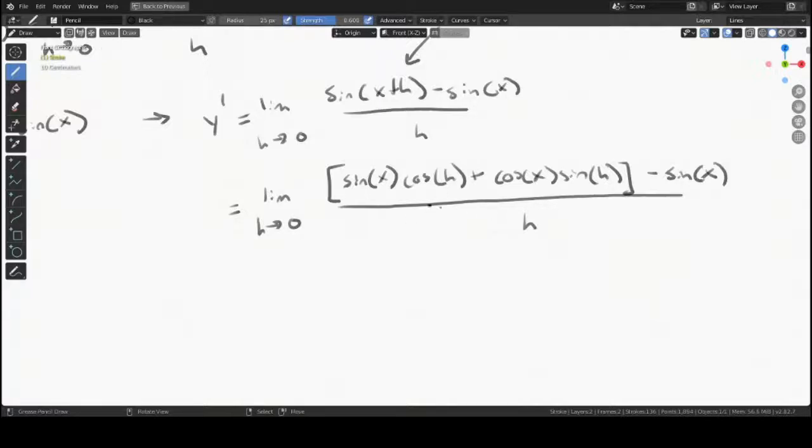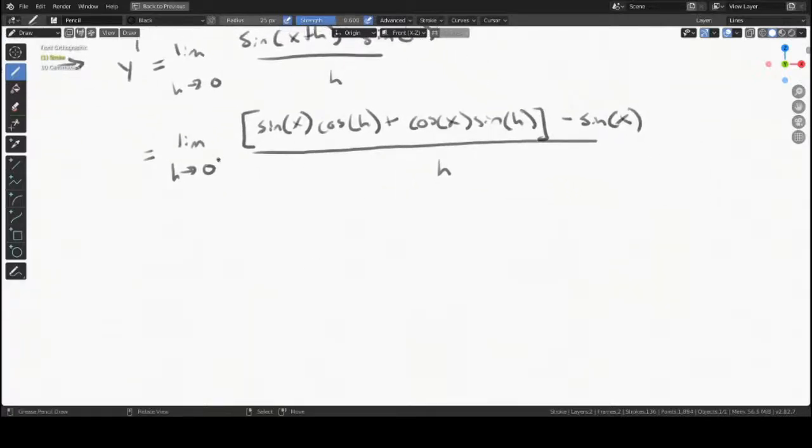Okay, so let's go ahead and simplify this a little bit further. We're going to take these two terms with sine of x out and we'll separate those. So we have the limit as h is approaching 0 of cosine of x times sine of h over h.